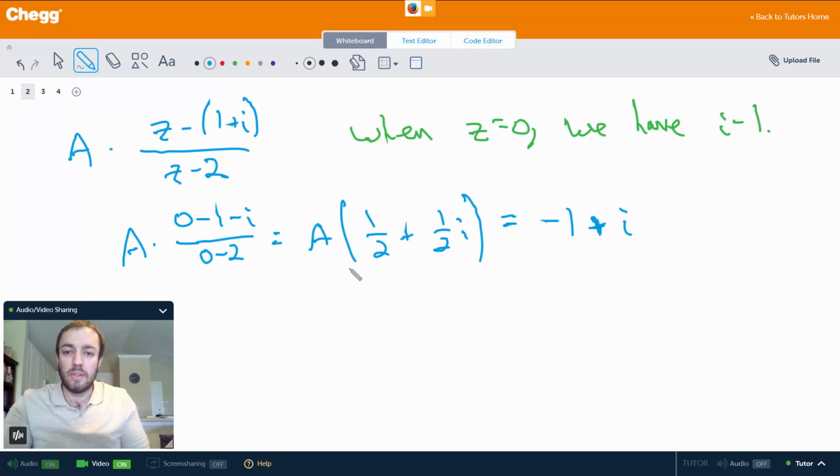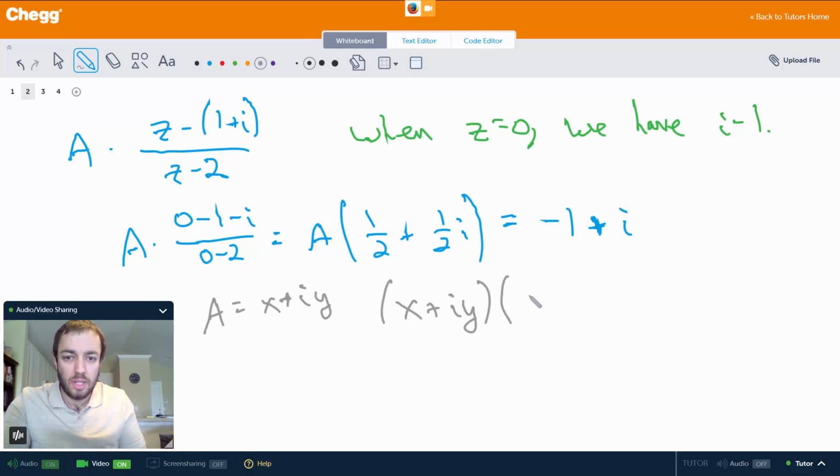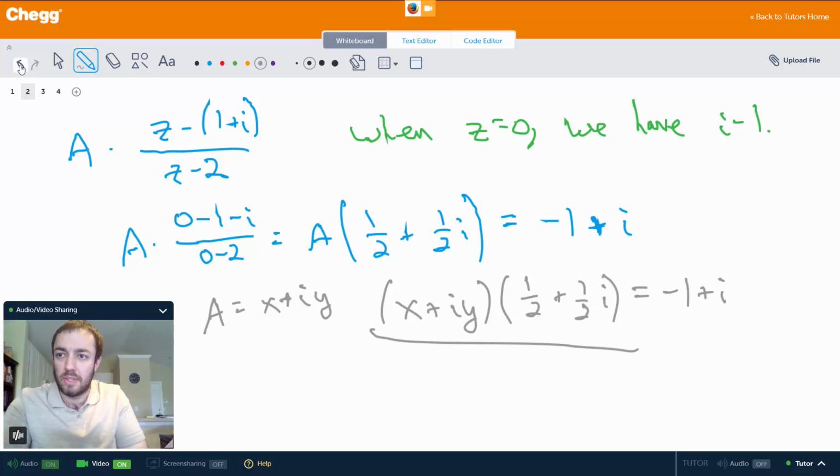So really, this might look like there might be no way out here, because we have a times 1/2 plus 1/2 i is supposed to equal negative 1 plus a positive 1 times i. But remember that a is actually complex. So remember that we can actually express a as, let's say, x plus iy. Okay, so if we express a like that, then what we actually have is (x plus iy) times 1/2 plus 1/2 i equals negative 1 plus i. So now let's go ahead and expand on the left hand side here and see what we get.